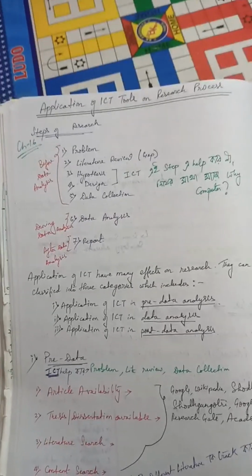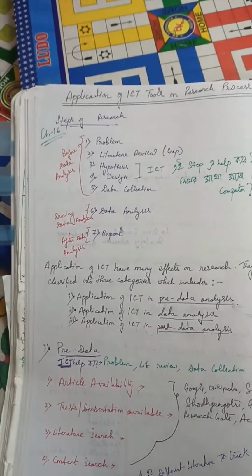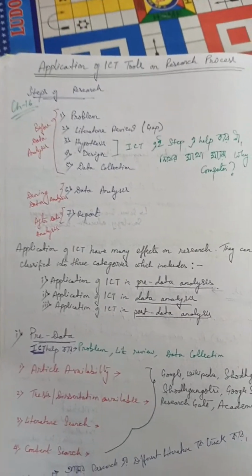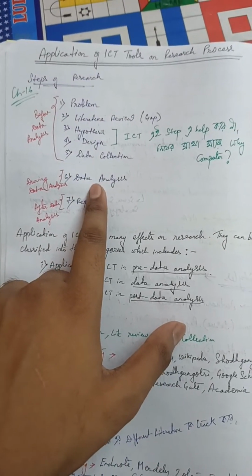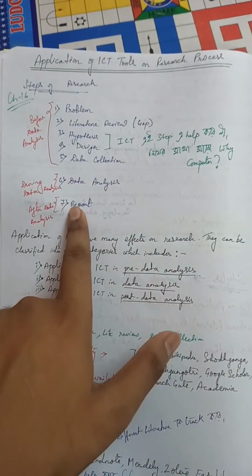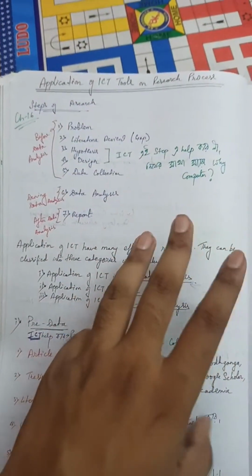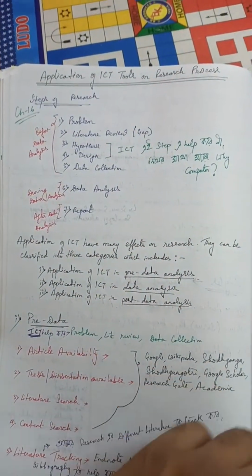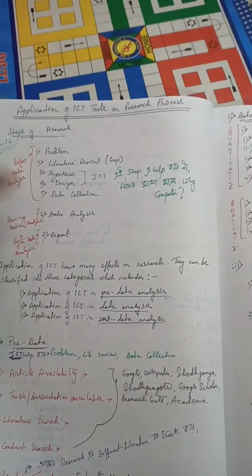As far as the steps of research are concerned, as we can see over here, it's the problem, the literature review, the hypothesis, design and data collection. These steps are considered the before data analysis step. Data analysis is the main part of the research, and then comes the report. So the whole research can be divided into three parts as far as ICT tools are concerned. Number one is known as pre-data analysis. This portion is the pre-data part.